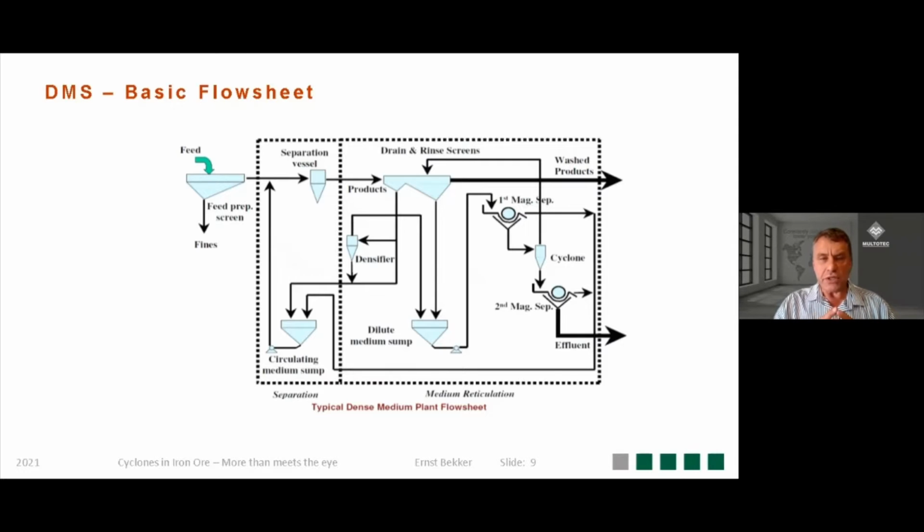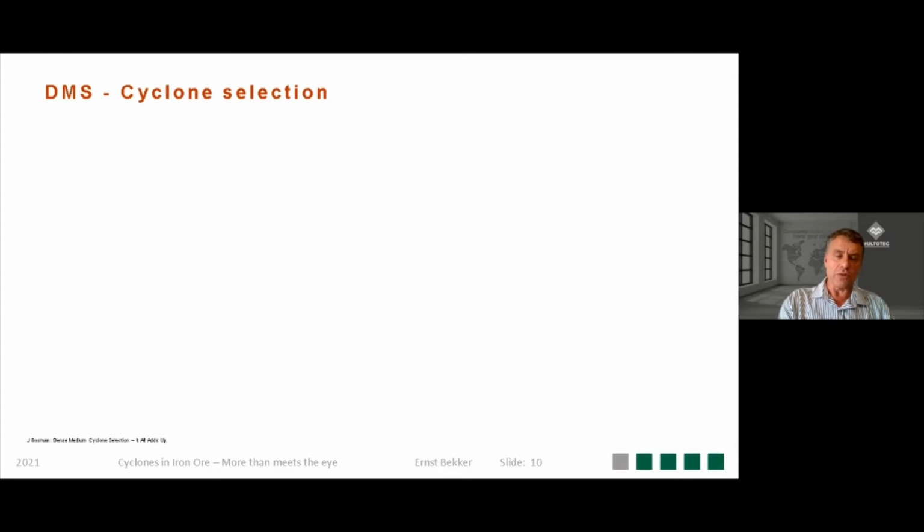When you go into industrial scale, the plant is a bit more complicated. So you've got your feed preparation section, you've got your separation section, and then your media reticulation system. And that media reticulation system is important because that liquid that was shown in the previous slide, in actual operations, is ferrosilicon, and it's very expensive and you cannot really afford to lose that. So you must recover it as efficiently as possible.